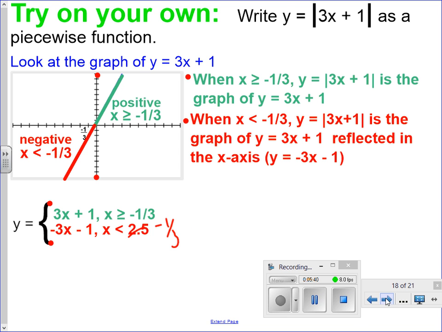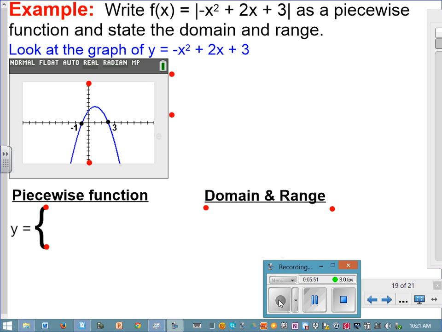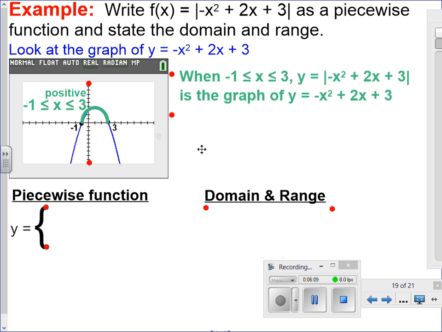I want to now look at how to do that with quadratic functions. So you can see in this example here, we're going to do the piecewise function of negative x squared plus 2x plus 3. So the process is exactly the same. The only thing that's different is the graph. So you can see I have my parabola, I have the x-intercepts labeled. So let's firstly look at the positive piece. So the positive piece above the x-axis is when x is in between negative 1 and positive 3. So when x is in between negative 1 and positive 3, the graph will just be negative x squared plus 2x plus 3. It'll be just the regular parabola that opens down.